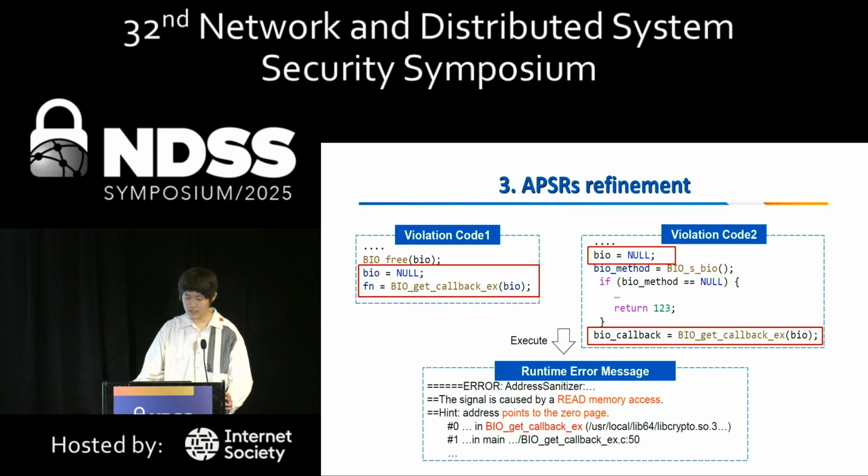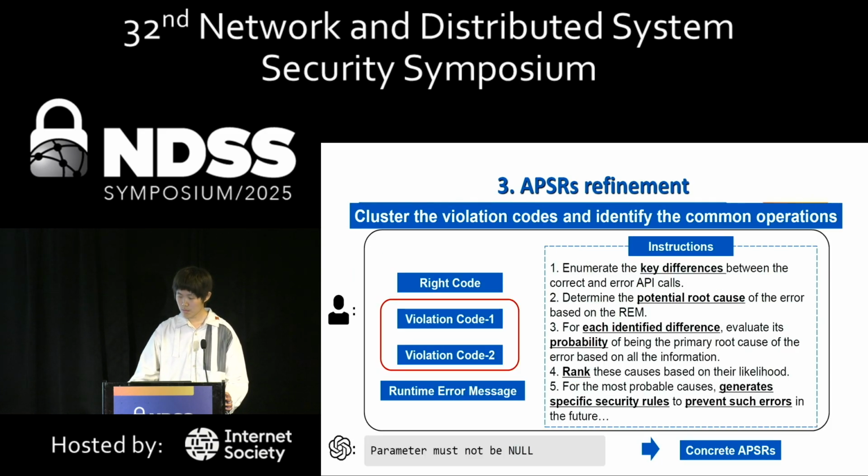We observe that bugs caused by similar key operations always cause the same runtime error. As the figure shows, there are 2 violation codes and they have the same execution result. By analyzing this, we can identify a common operation, which is the key operation causing the runtime error. Based on this observation, GPT-8 first clusters code with the same runtime error messages and guides the LLM to analyze their common operations to identify the key operations.